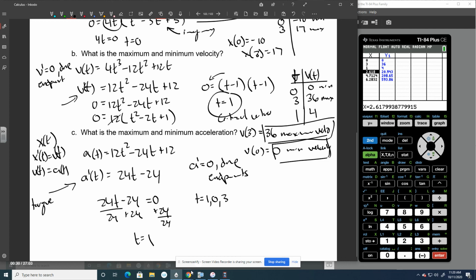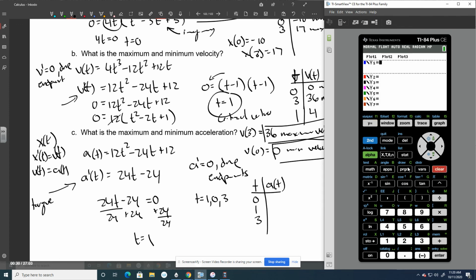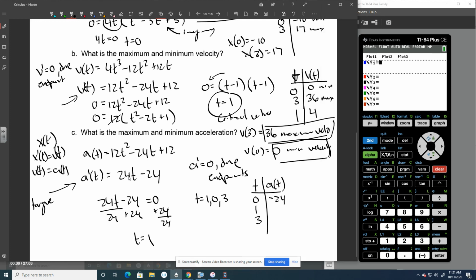I don't worry about not existing because, again, it's just a polynomial function. It always exists. So I'm going to plug those in at time. Those are my times, and I'm plugging them into my acceleration function. So 0, 1, and 3. I go to my y equals, and you can plug these in. You're welcome to just plug them in, but I want you to see it both ways. So if I plug in a 0, algebraically, 24 times 0 is 0, minus 24 is negative 24. If I plug in a 1, 24 times 1 is 24, minus 24 is 0.